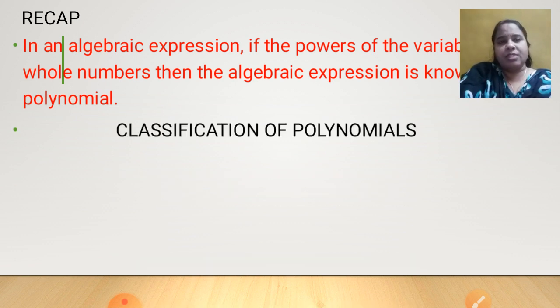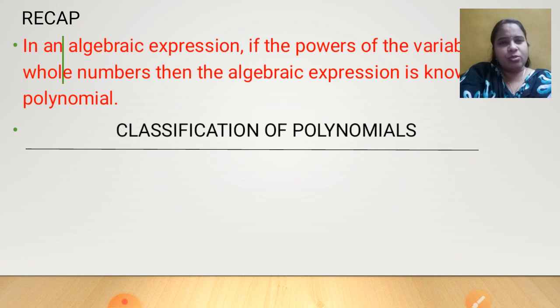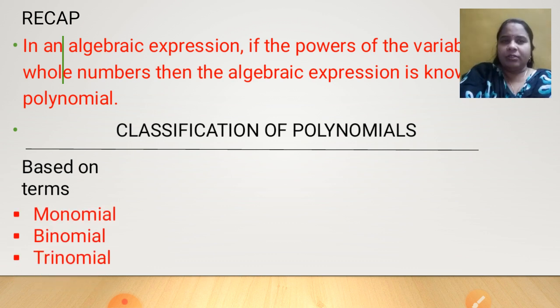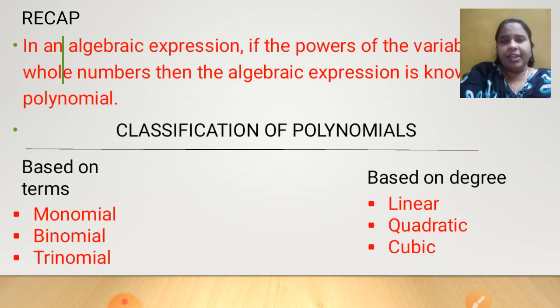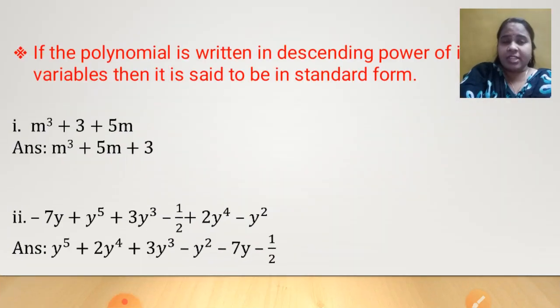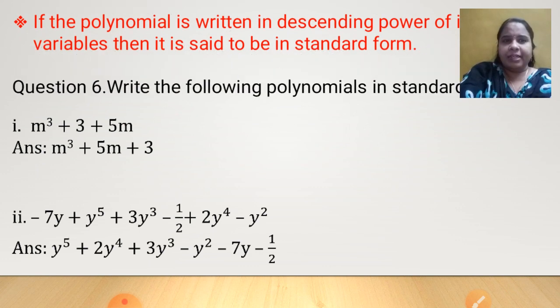Then we have learned about classification of polynomials, which was based on two criteria. What were those two? First, it was based on number of terms. Depending on the number of terms, polynomials are classified as monomial, binomial and trinomial. I hope you know this. The second criterion was based on degree. If the given expression has degree 1, it is linear. Degree 2, it is quadratic. And degree 3, it is cubic. All this we have already covered. Let us move to the next exercise question of practice set 3.1.